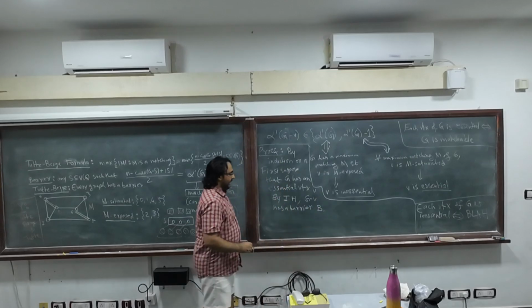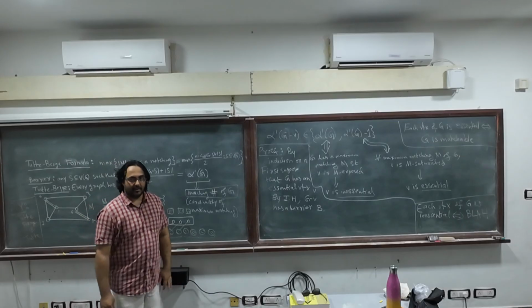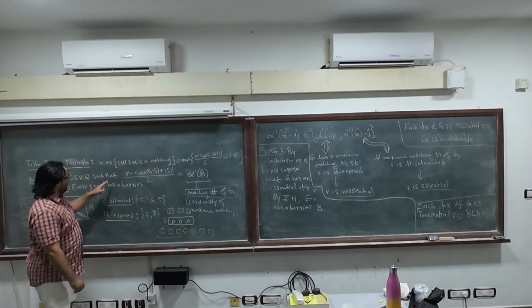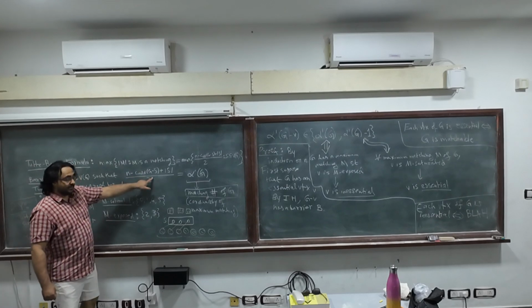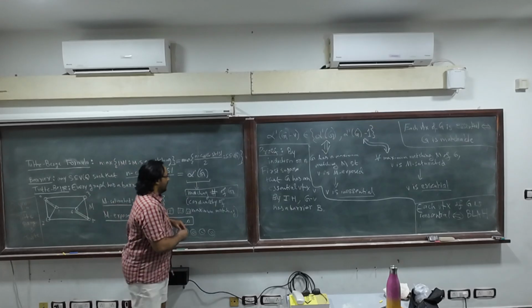Let's say the barrier is B. B is a barrier in G minus V. Right? What does that mean? Definition of barrier. It is a subset of vertices for which this following holds. Right?